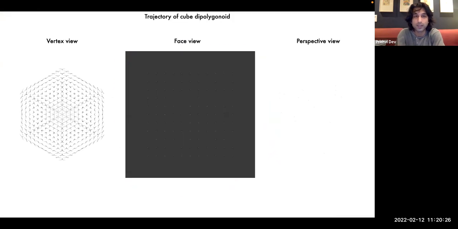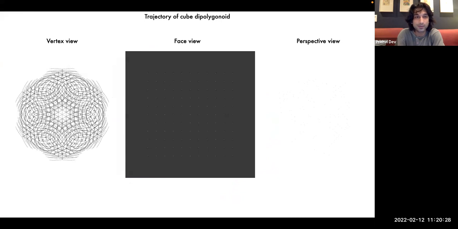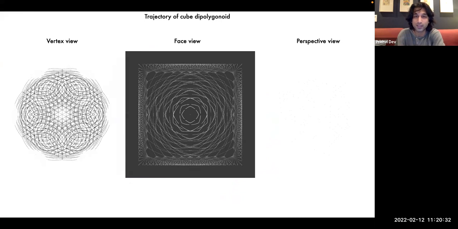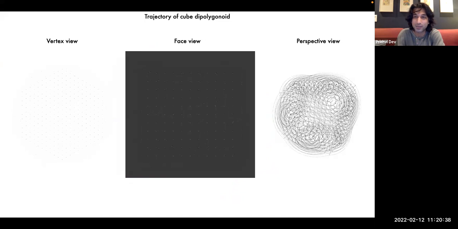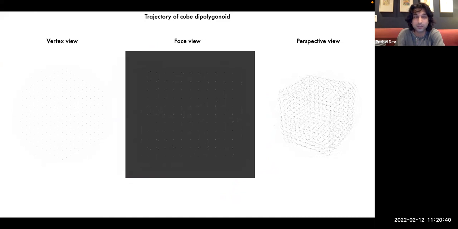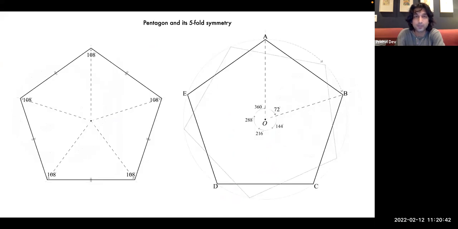Okay. So I'll just play all 3 of these together. I think the face view one looks really cool. It's like a frame, and looks very floral when the expansion happens. And that's a perspective view of the trajectory. So the pentagon has 5-fold symmetry, so you rotate a pentagon 5 times to reach 360 degrees.